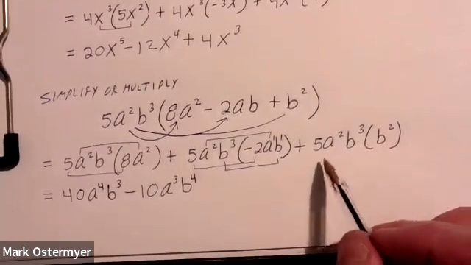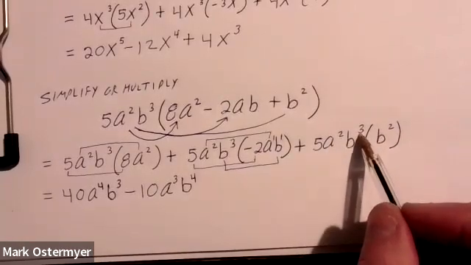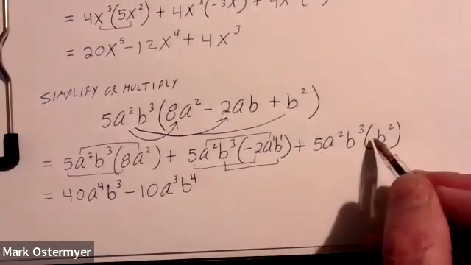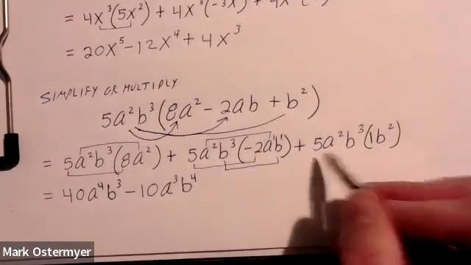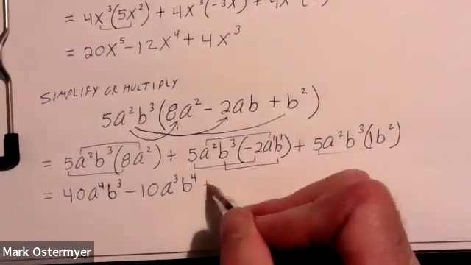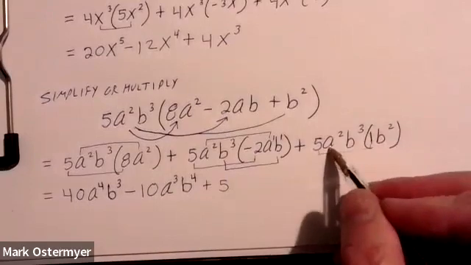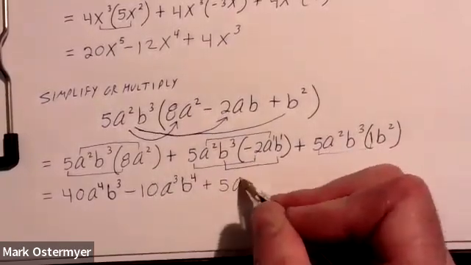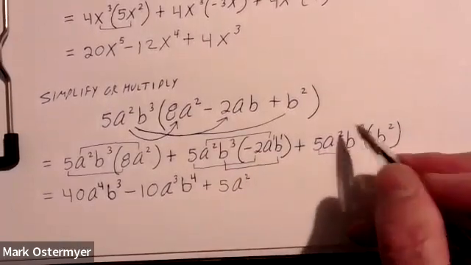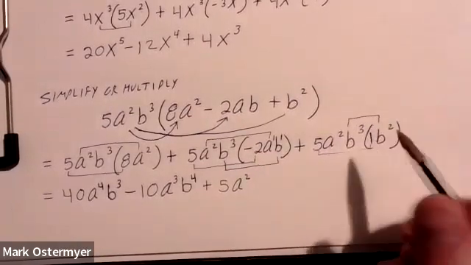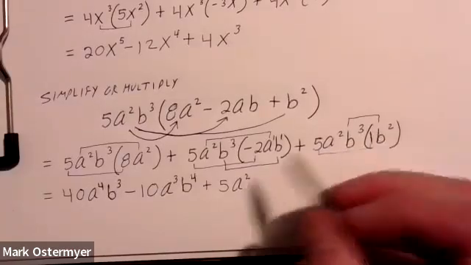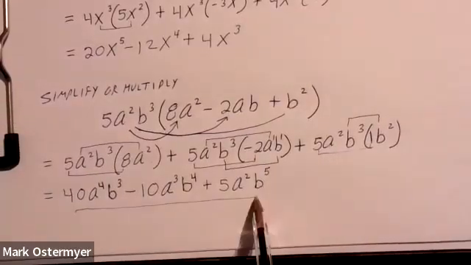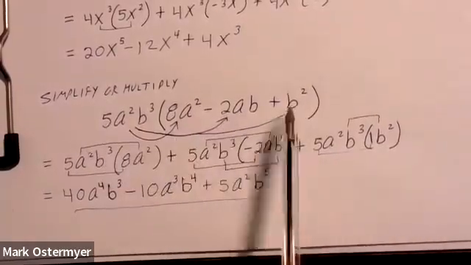Finally, we have to multiply 5a squared b cubed by b squared. Well, technically there's a factor of 1 in front of b squared here. So 5 times 1 keeps this as a plus 5. A squared has no other base of a to be multiplied by, so we just bring the a squared along. And then b to the third power multiplied by b to the second power is going to be b to the 3 plus 2 power, or b to the fifth power. And we are done. This would be the product of this monomial and this trinomial.